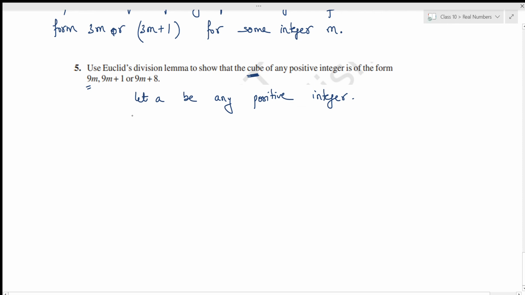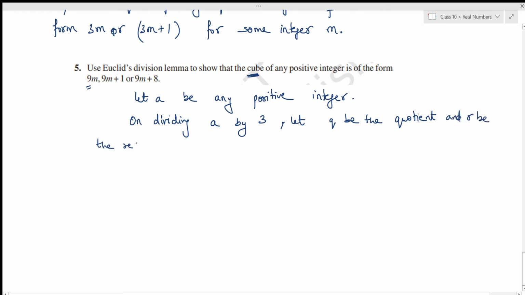So let's take 3. On dividing a by 3, let q be the quotient and r be the remainder.